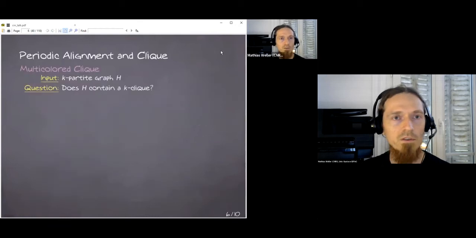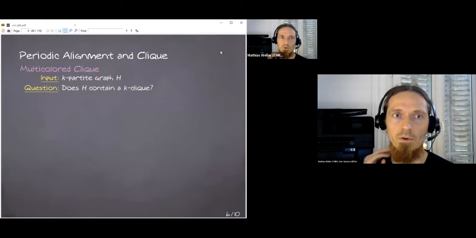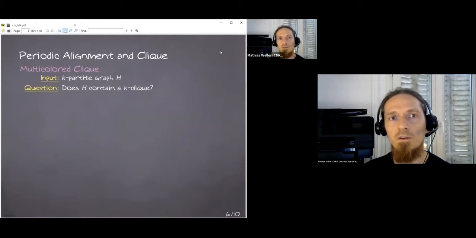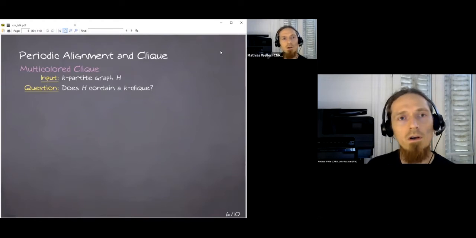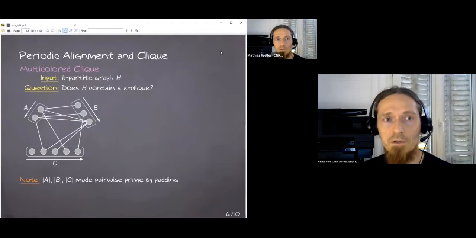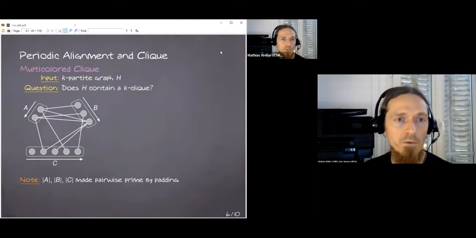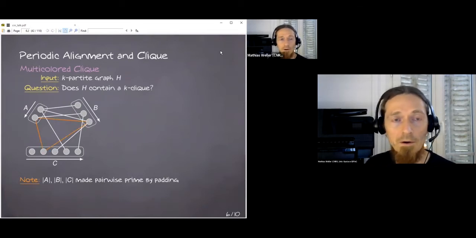Okay, so let's have a small look at how this all works with periodic alignment, namely the relation of periodic alignment to clique and multicolored clique in particular. So multicolored clique is the question of whether a given k-partite graph admits a k-clique. So one node from each partition. Okay, so this might be an instance of this problem, and we might be looking for this particular 3-clique there.